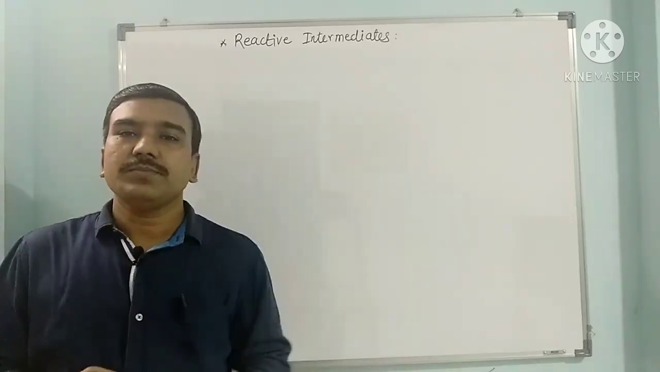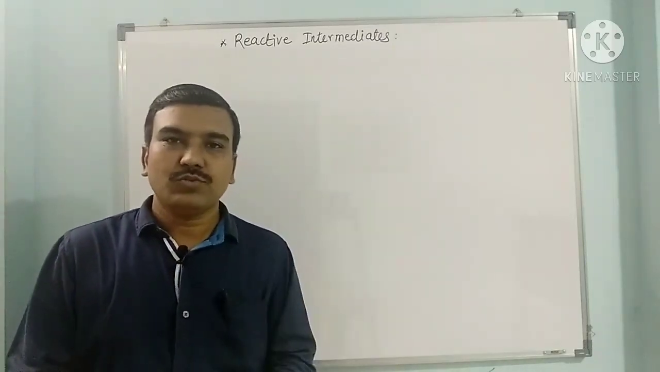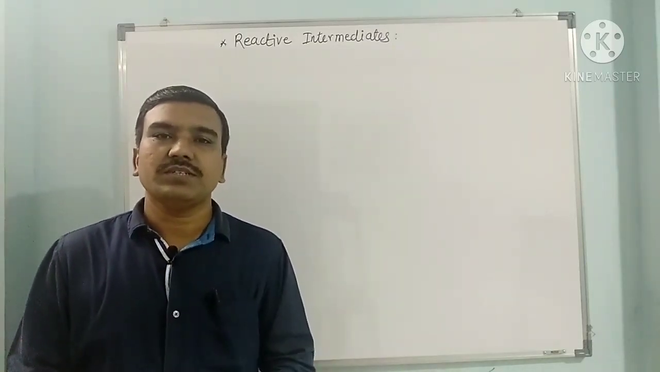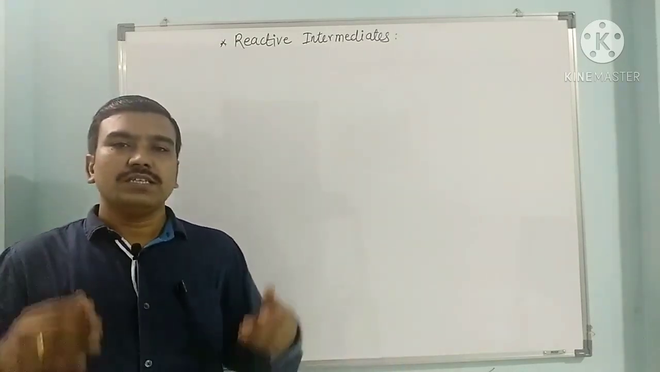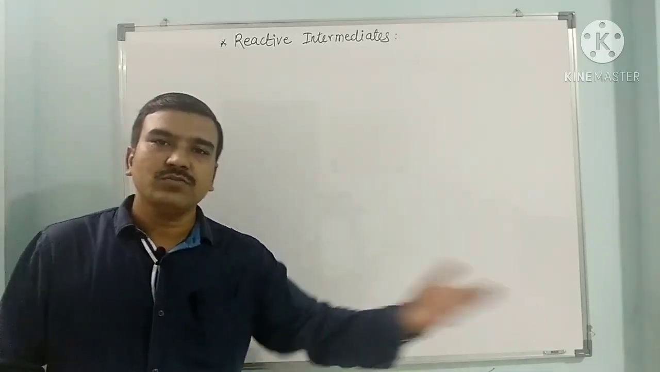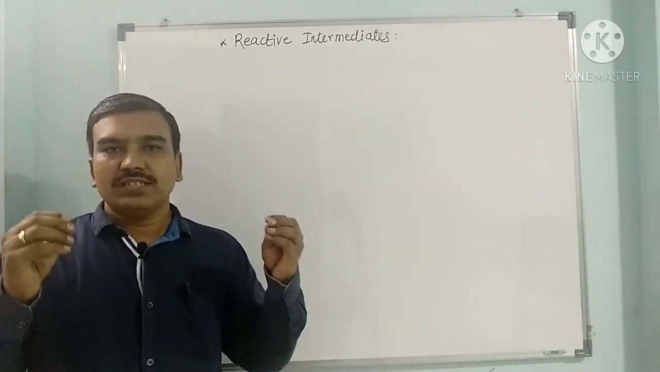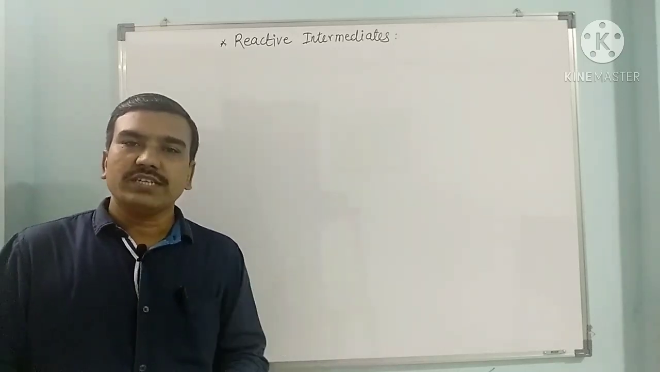In case of a single step reaction, only a transition state is generated during the course of the reaction. There is no formation of an intermediate. But in a multi-step reaction such as a 2-step reaction or 3-step reaction, some intermediates are generated and these intermediates are converted into products. So these are the reactive species generated during the progress of an organic reaction.